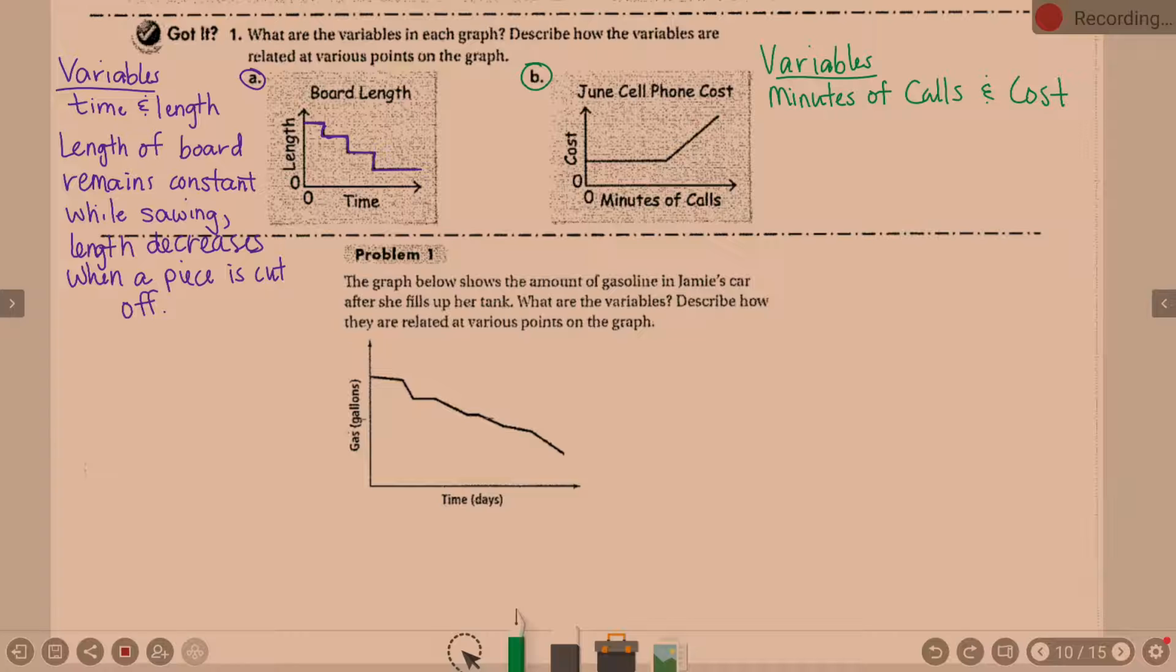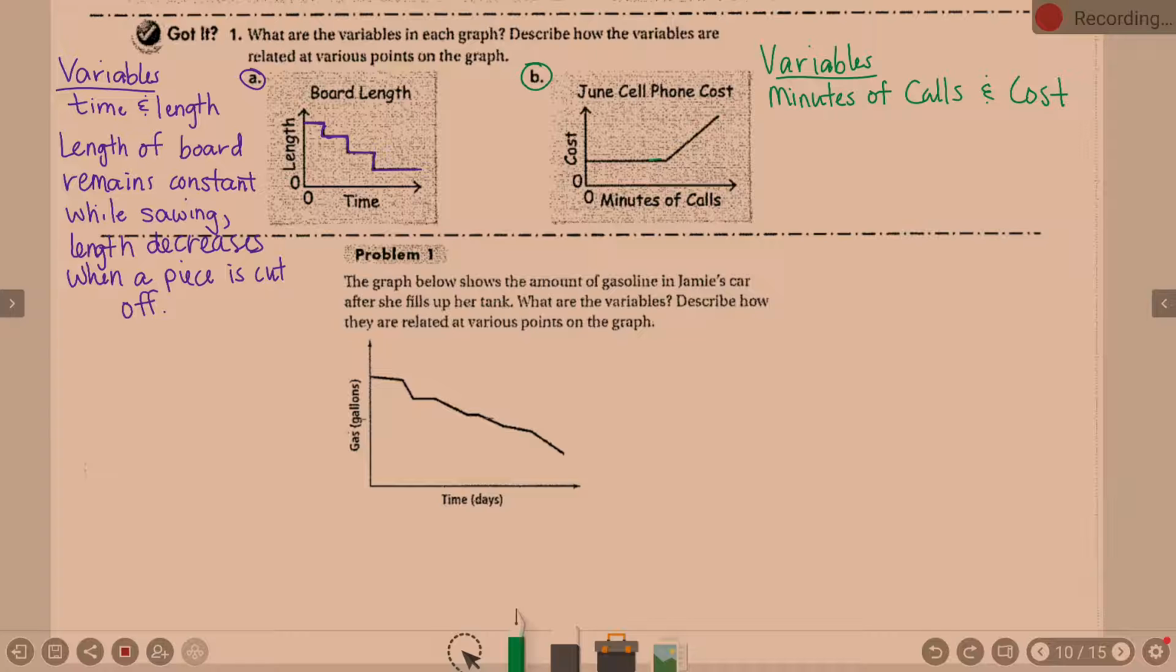You have to think old school on some of these because these are older examples. They don't always go with current technology. Okay, so now we've got to describe how minutes of calls and cost are related. Notice as I move right, as my minutes of calls are increasing, the cost is flat. When it's flat here, the cost is just staying the same.